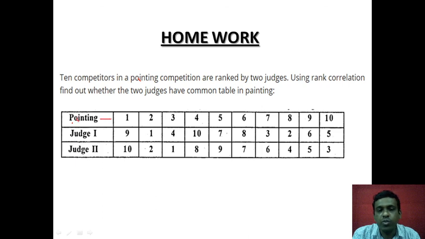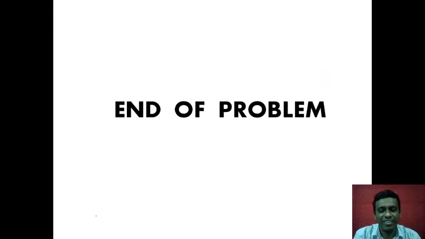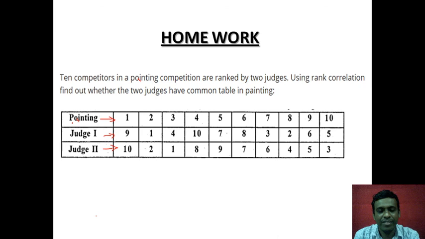Painting is like students 1, 2, 3, 4, 5, 6, 7, 8, 9, 10. Judge 1 is like rank in sports, and judge 2 is like rank in studies. It is a similar thing, but instead of 8, n will be equal to 10 here, and you have to follow the same steps. Draw the table, find out summation d square, substitute and interpret. I want the answers in my next class, on Thursday. With this, today's lecture is over.